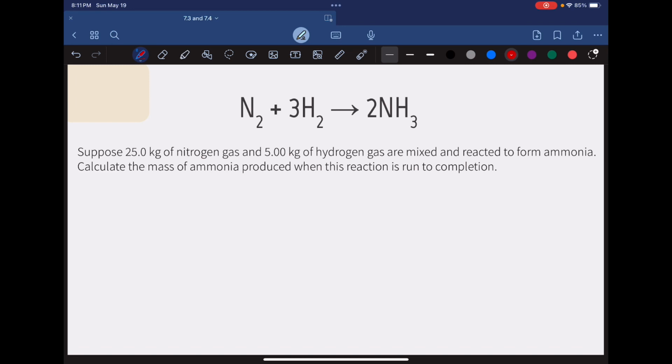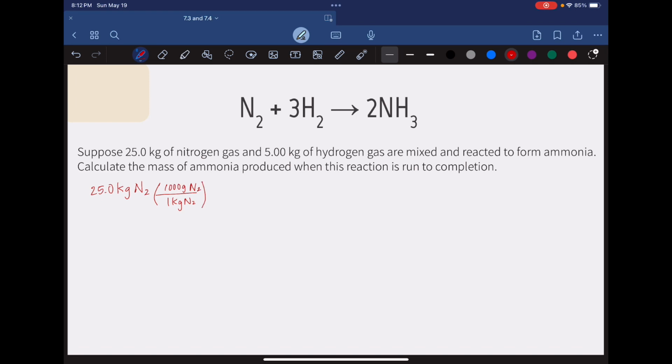I am going to begin with 25.0 kilograms of nitrogen gas. The unit is in kilograms, but we need it in grams because we have to convert to moles to get to our molar ratio. Kilo means 1,000, so 1 kilogram will be at the bottom, and 1,000 regular grams are at the top.